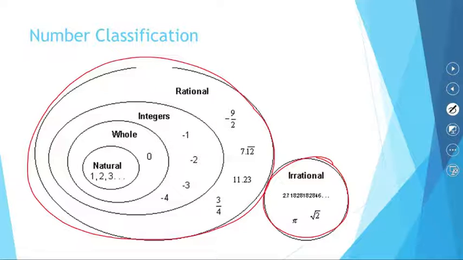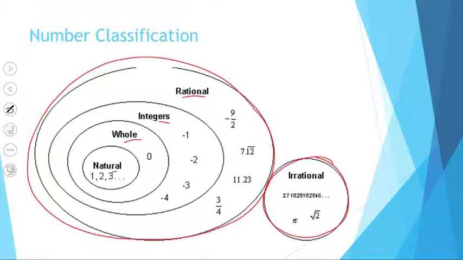It's just the catch is, if it's rational, sometimes it can also be an integer, a whole number, or even a natural number. Okay, irrational numbers though, if they're irrational, they are just irrational. None of the other categories would apply. Okay? But every number that you look at will be either rational or irrational.